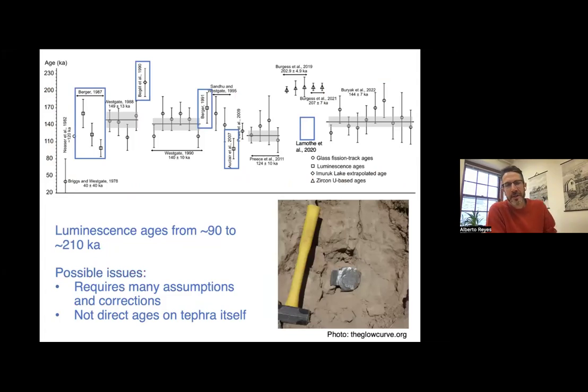Luminescence, similarly, the ages based on luminescence have bounced around quite a bit. So again, these aren't direct ages on the tephra itself, but are minimum and maximum constraining ages on the tephra. There are a lot of assumptions and corrections involved in luminescence dating too, which I won't get into. I'm sure many of you here are more familiar with that than I am. There's a new age here by Lamothe et al. a few years ago, coming in around 120 or 130,000 years old. But yeah, this age has bounced around somewhat too.